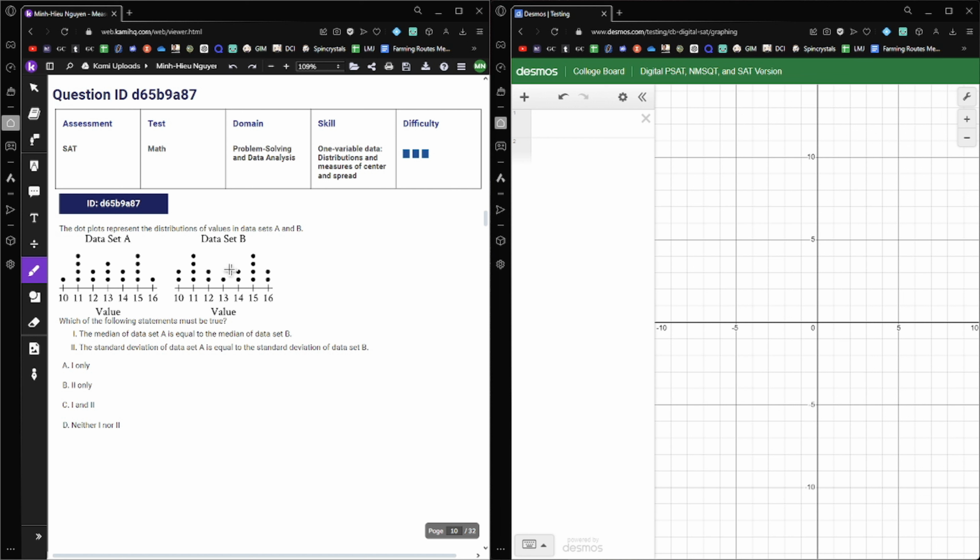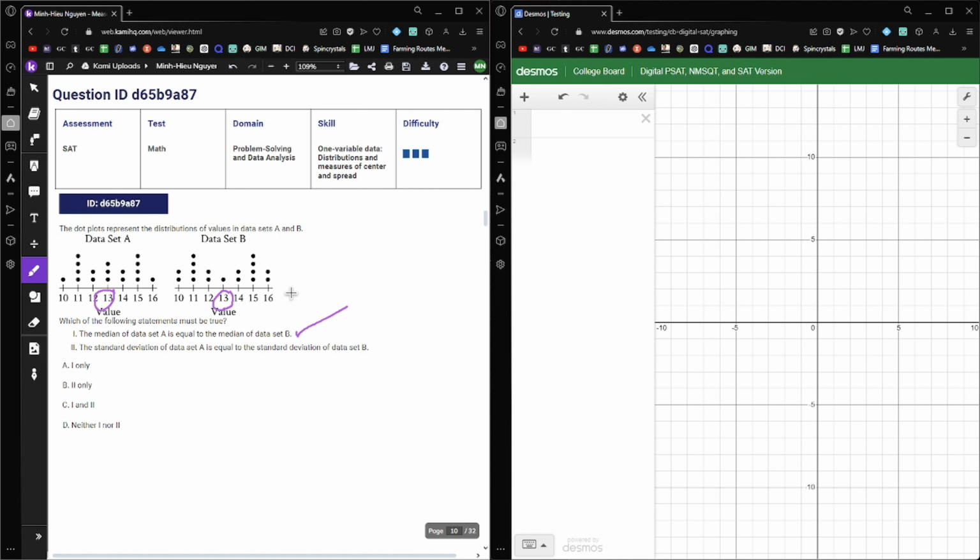Now, if you look at these dot plots, you notice that they're actually symmetrical. 1, 1, 4, 4, 2, 2, and your center. So 13 is your median because it's the center. 2, 2, 4, 4, 2, 2, and 1. Once again, 13 is your median because it's the center. So the median of dataset A, which is 13, is equal to the median of dataset B, which is also 13. That is true.